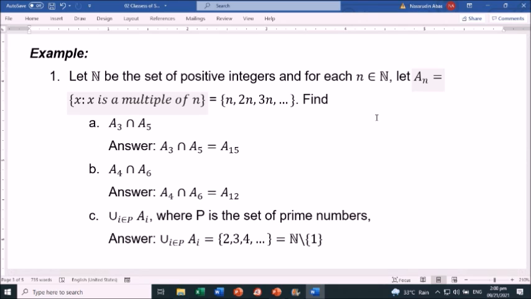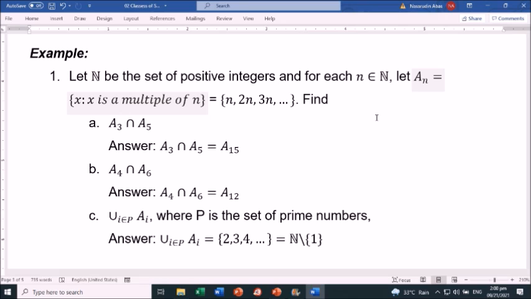Let N be the set of positive integers. For each n element of N, let A sub n equals the set of x such that x is a multiple of n. That is also equal to the set containing the elements n, 2n, 3n, and so on. We have to find letter A, the intersection of A sub 3 and A sub 5.